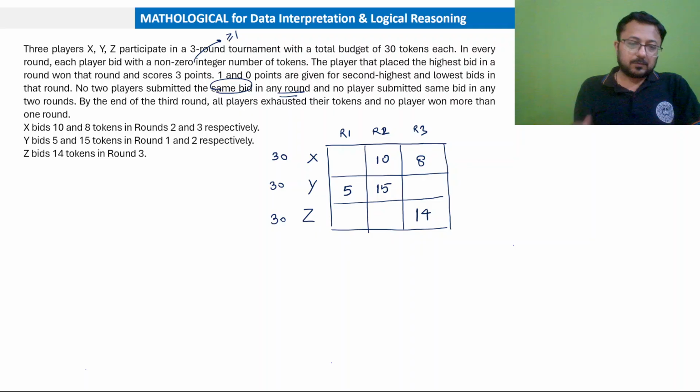Exactly 1 round. ठीक है, और क्योंकि total हमें 30 पता ही है हर एक row का, तो यहाँ से we can find out other values also. So for X, 10 and 8 is the number of tokens bid in round 2 and round 3. तो round 1 का value क्या आएगा? 30 minus 18, which is 12.